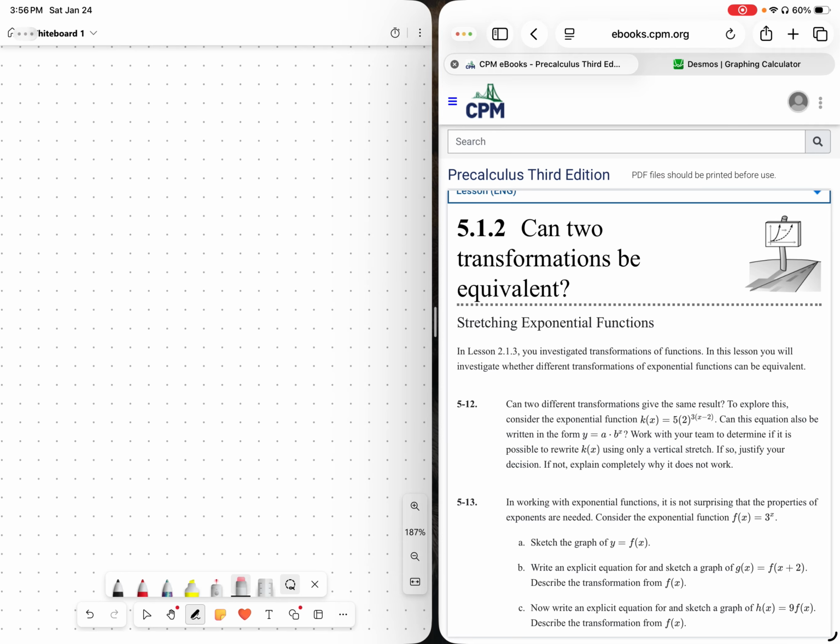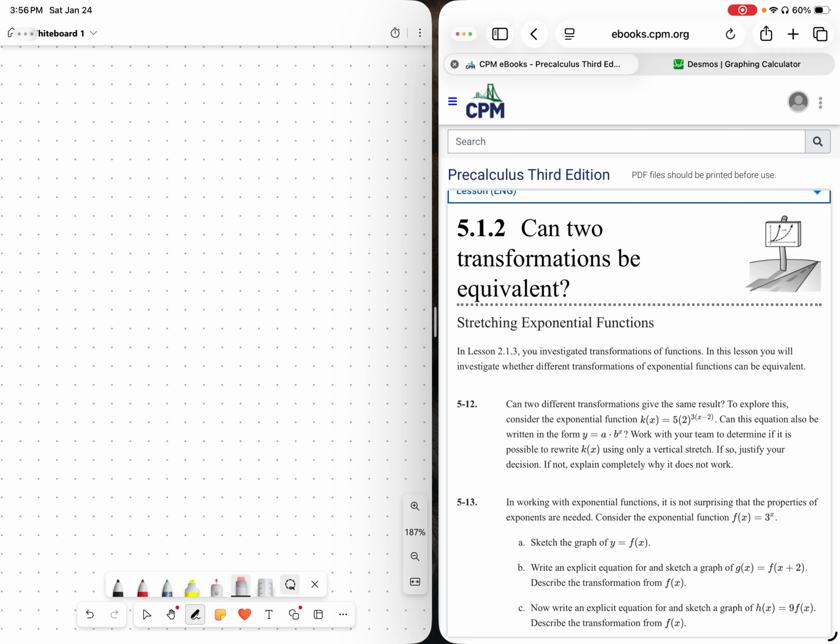512. So continuing our exponential functions. Can two transformations be equivalent? So looking at transformations of exponentials, could two of them then potentially get you the same solution with exponentials? So let's jump right in here.